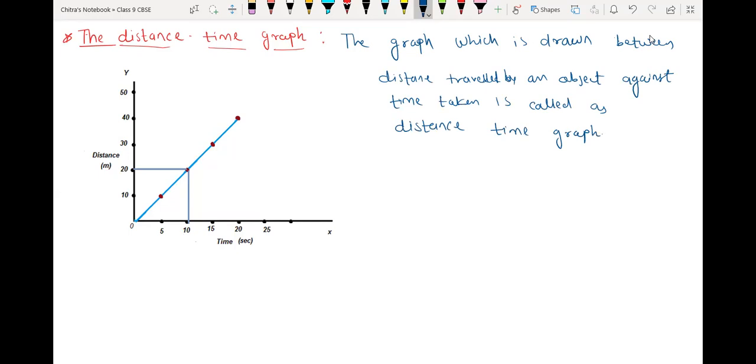Understood what is distance time graph? Yes, sir. Okay, so take a screenshot for that. Now we are going to understand the distance time graph for uniform motion. Just take a screenshot for that. Sir, taken. Done? Okay, so I'm going to erase that.